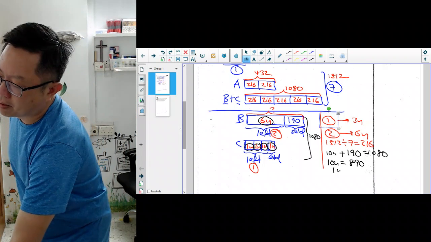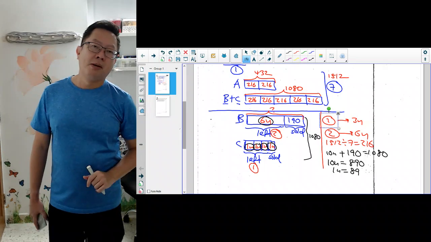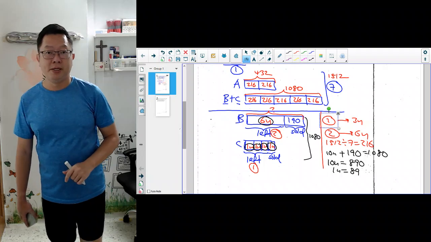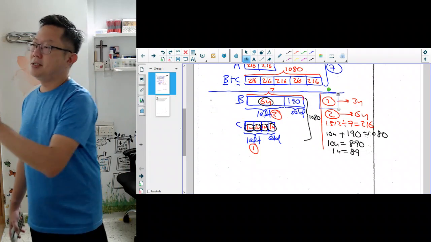Then you can find 1 unit, which is divided by 10. So your 1 unit is 89. So the purpose of model drawing is to find that 1 unit. Once you can find 1 unit, then you can find the question mark, which is to find 6 units.